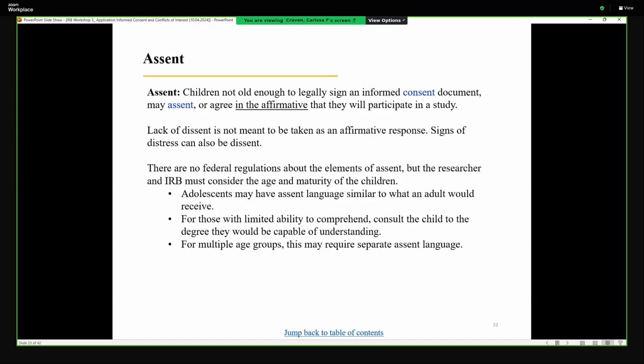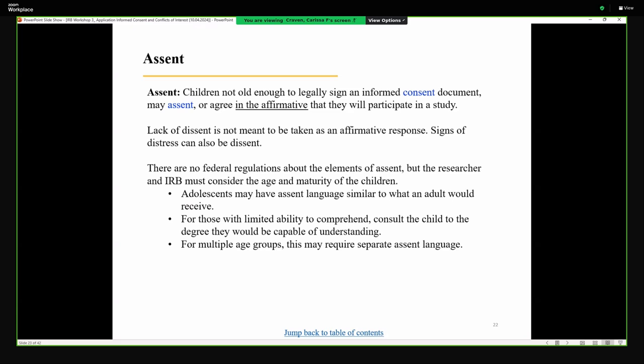So while there are no federal regulations about the elements of assent, as a researcher, you probably have that background, and the IRB will also consider the age, the maturity level, the development of the children being researched. So adolescents who understand at approximately the same level as an adult might have what looks like a consent form. They just cannot legally consent, so that is considered assent. If you are studying children with a limited ability to comprehend, you should consider the degree that they are capable of understanding and change the language to fit that.